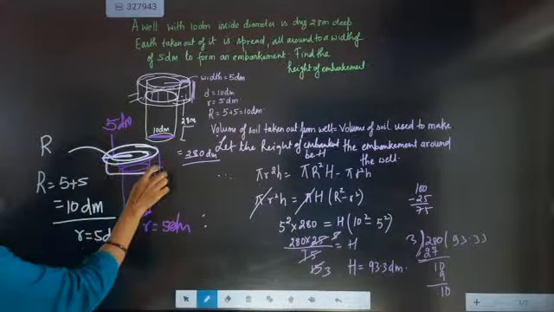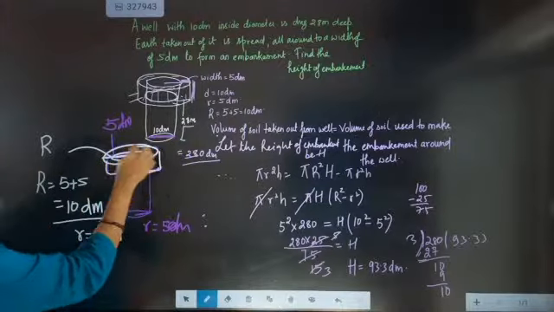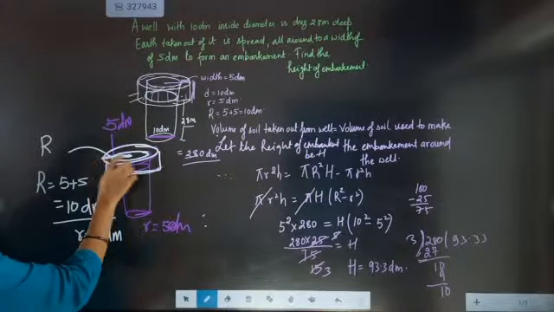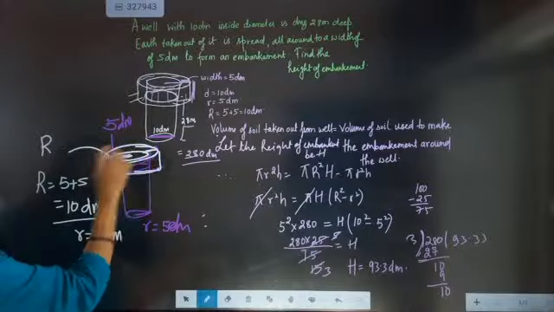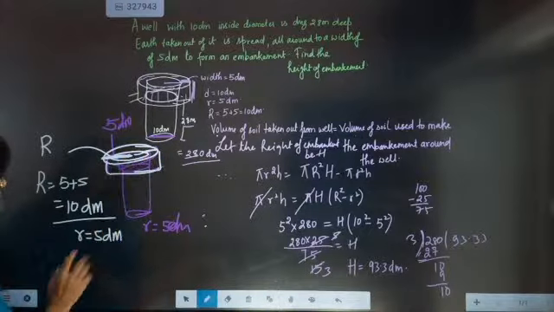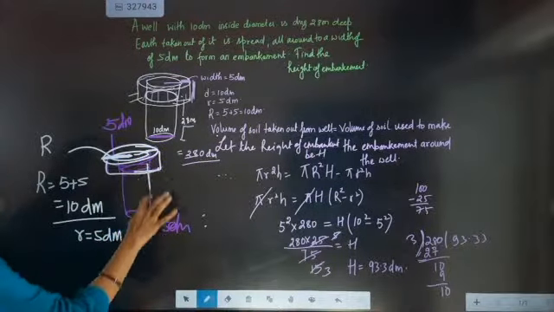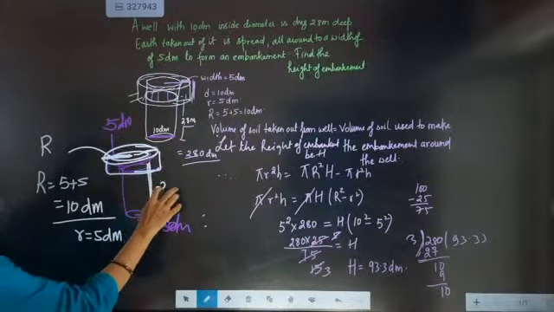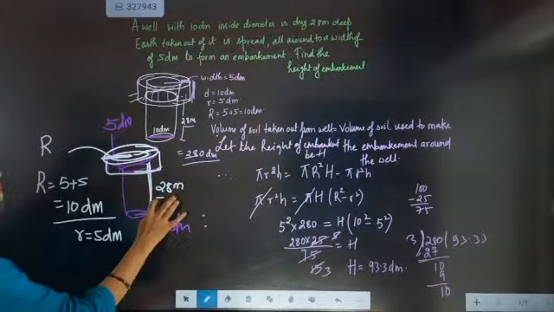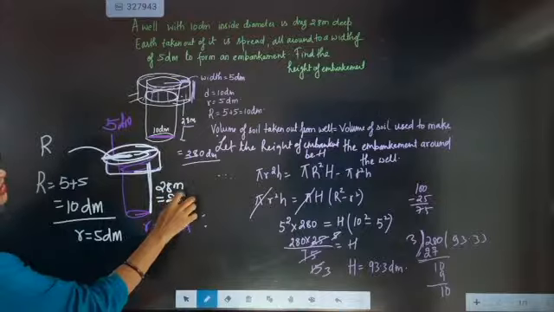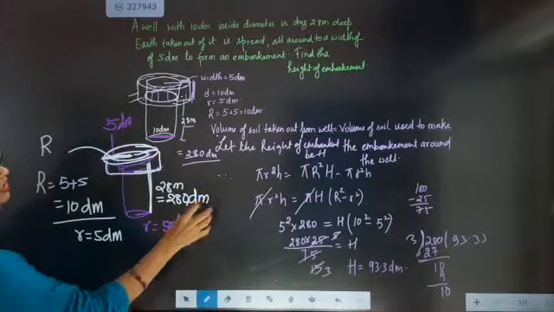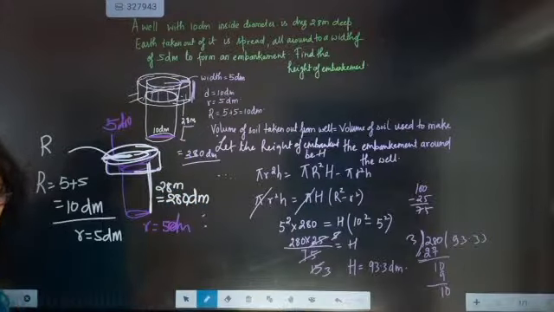So what will be the width of the total of this? Now we just have to see this width. Capital R is 10, small r is 5. So this work is over. The height of the well is given as 28 meter. If we convert 28 meter into decimeter, multiplying by 10, it becomes 280 decimeter.